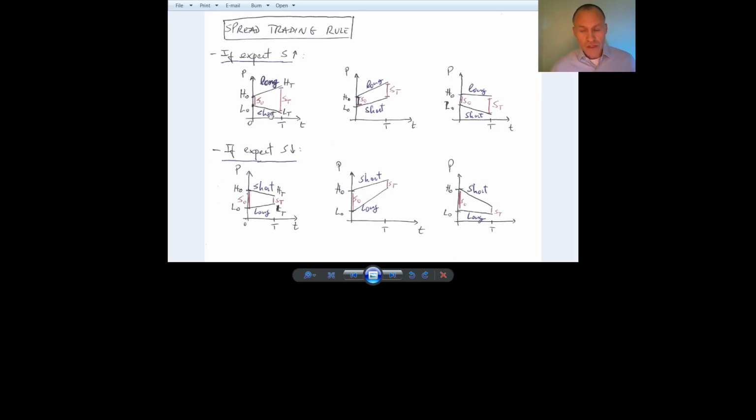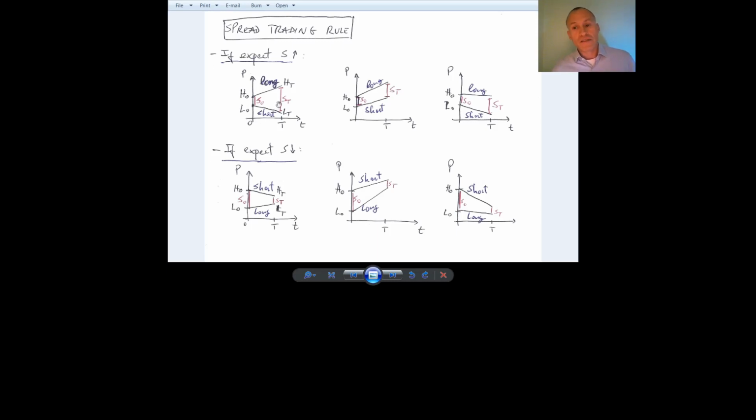On this other contract, you also make money because you first sold it at L0, and later on, at this moment now, you close the position by buying it at L capital T. So you're buying at a low price, you sold it before at a high price, so again, you make money on this leg as well. So it's really good. You make money on both legs, okay?